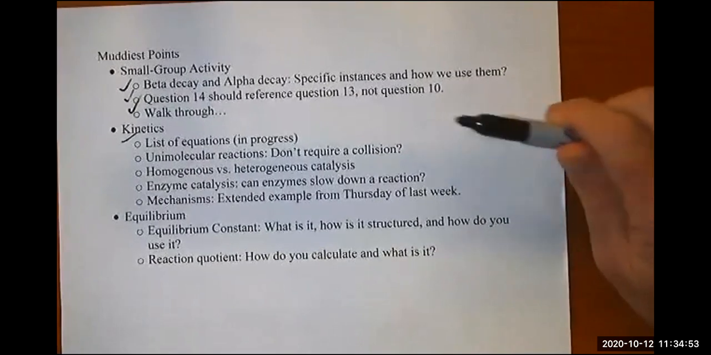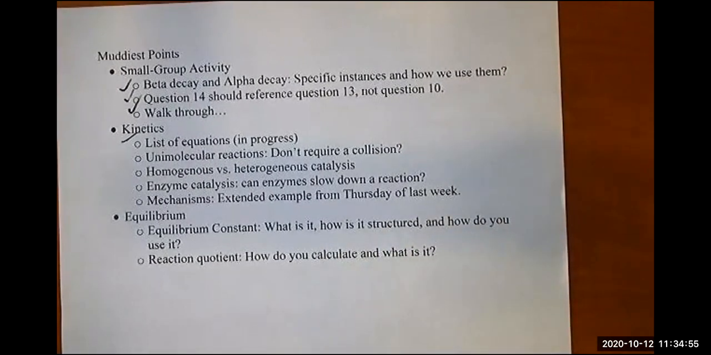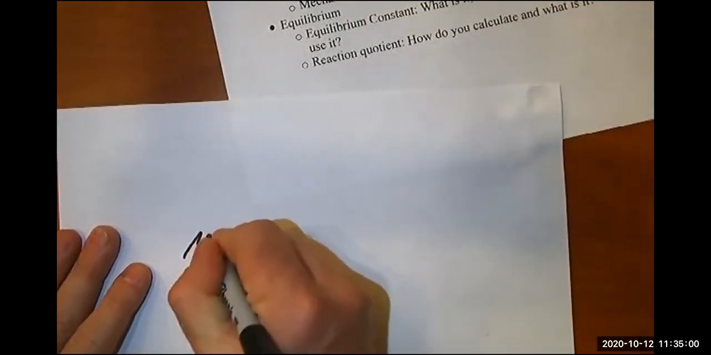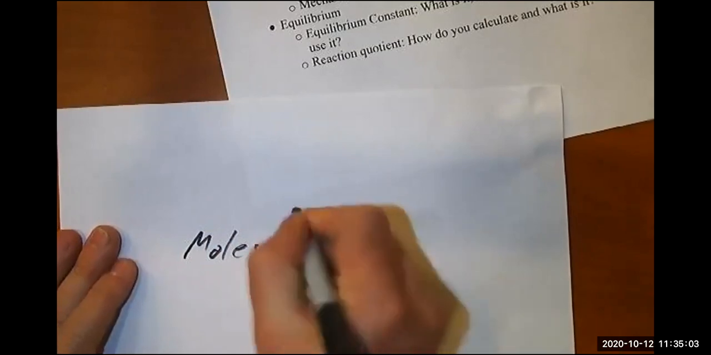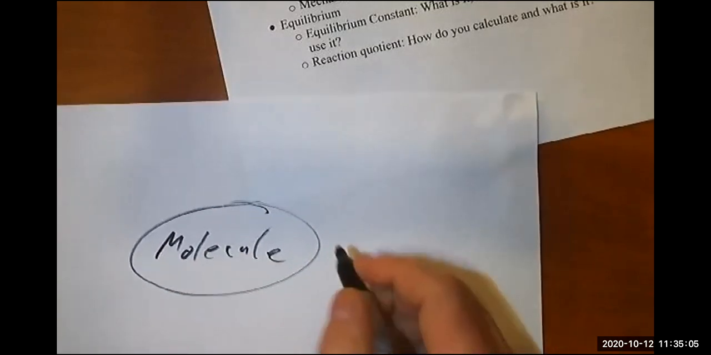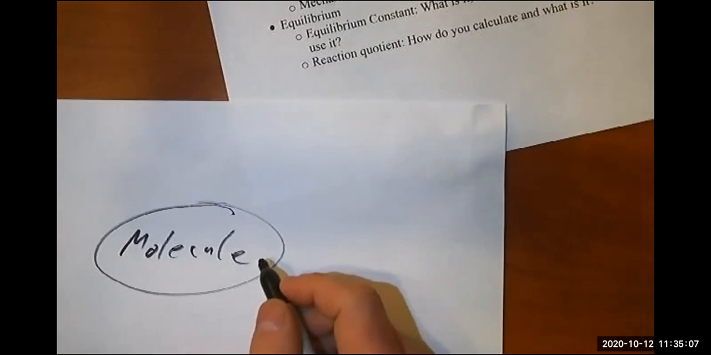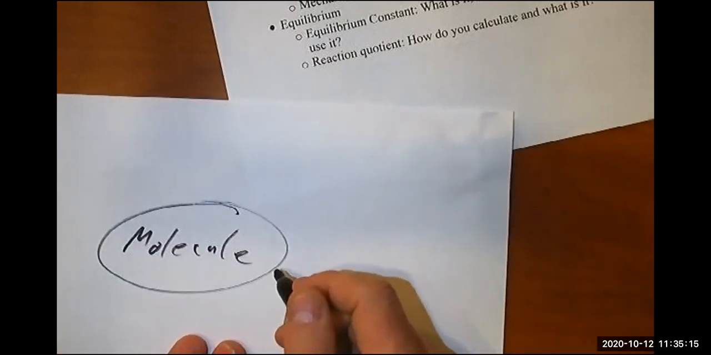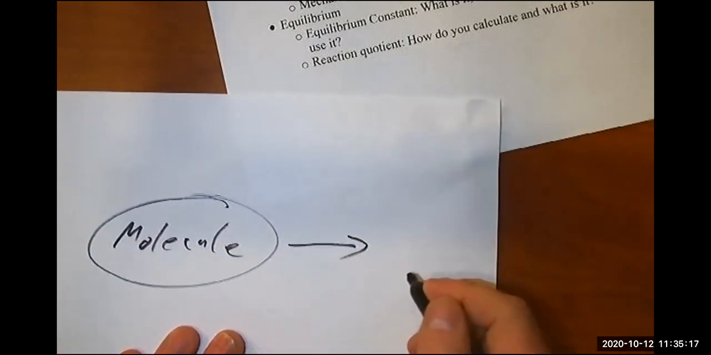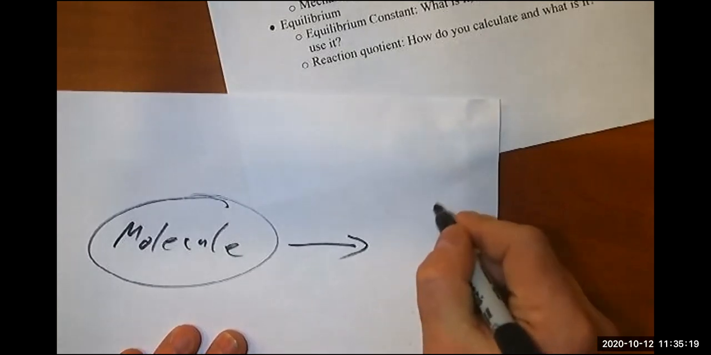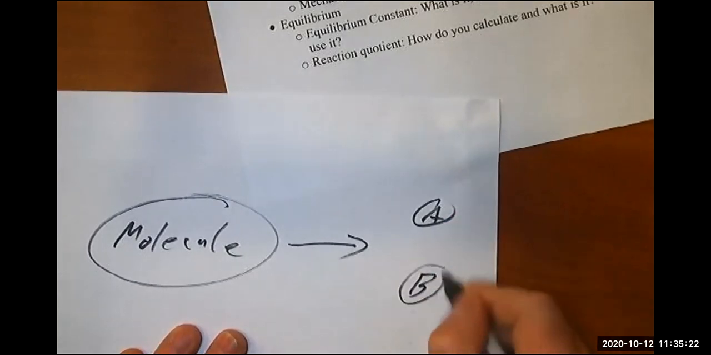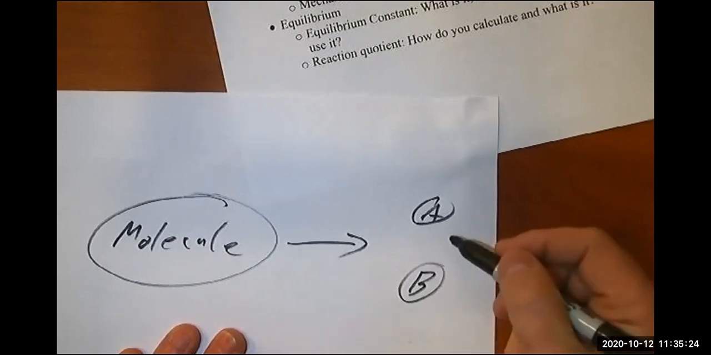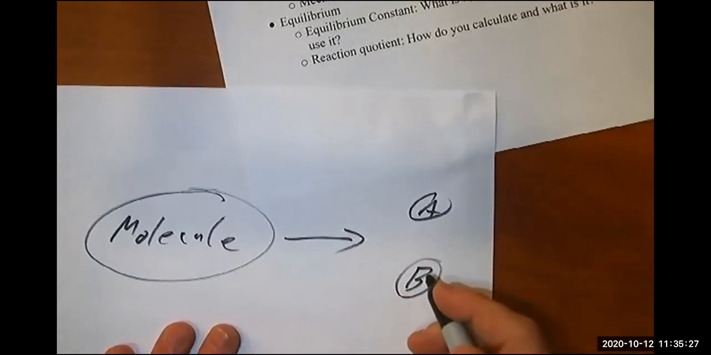So the idea of a unimolecular reaction is that you have some molecule that has enough kinetic energy of some kind that within its vibrations, as its atoms are bouncing around, it will on its own either break itself apart into a fragment A and a fragment B, or it will undergo a rearrangement of some sort.